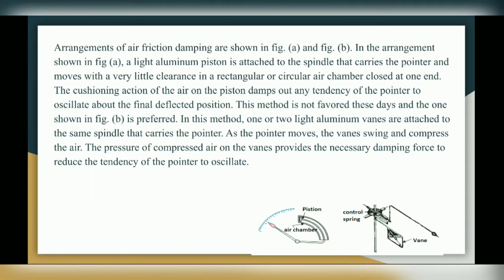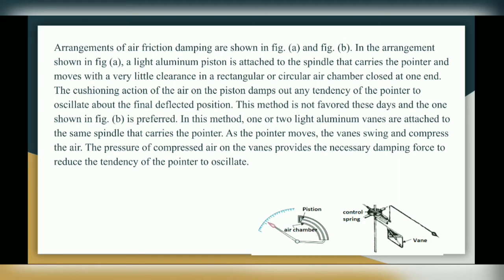In the arrangement shown in figure A, a light aluminum piston is attached to the spindle that carries the pointer and moves with a very little clearance in a rectangular or circular air chamber closed at one end. The cushioning action of the air on the piston damps out any tendency of the pointer to oscillate about the final deflected position. This method is not favored these days, and the one shown in figure B is preferred.